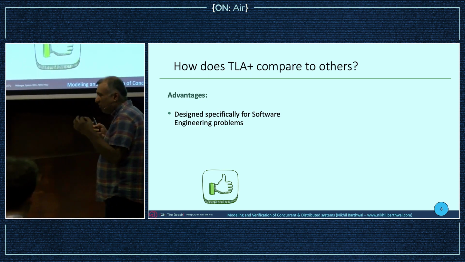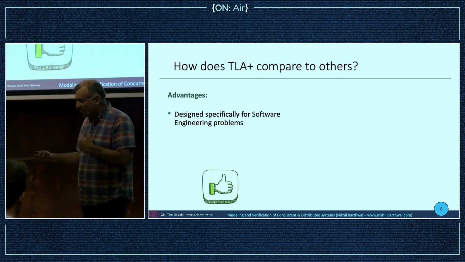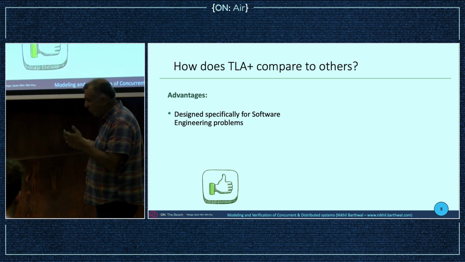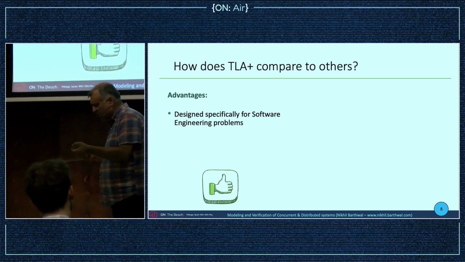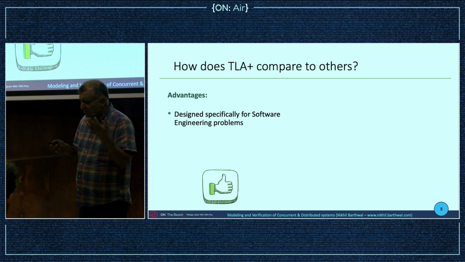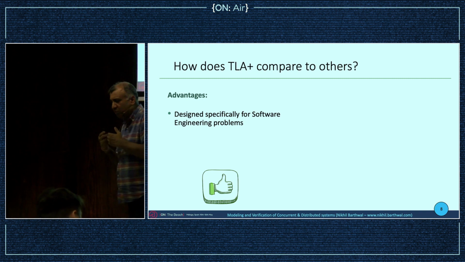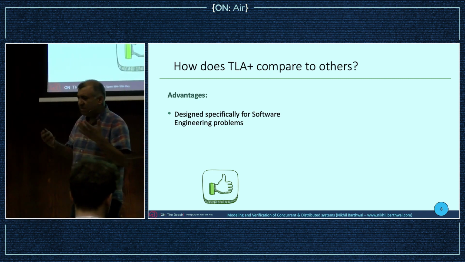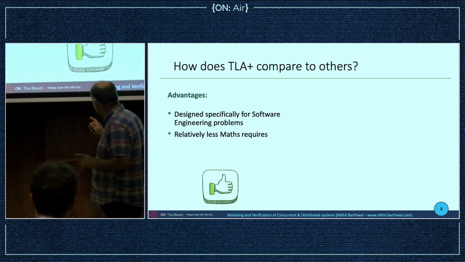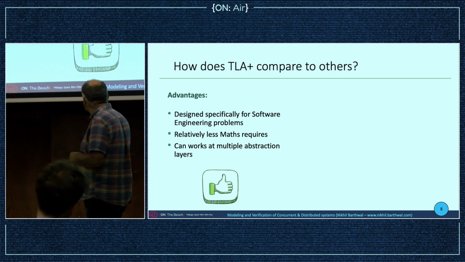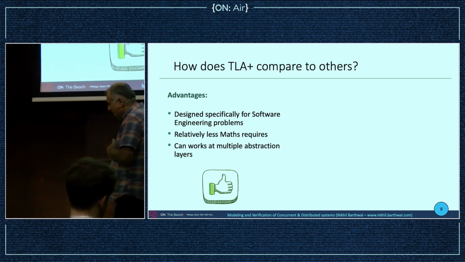Although in my personal opinion the syntax is very mathematical, essentially it was designed for software engineering problems, mostly about concurrency and distributed systems. It has certain constructs, and we'll look into those later, that model eventual consistency or basically partial failures. Relatively, and I'm using the word relatively, mind you, less maths is required, and it can work at multiple abstraction layers. The syntax will become clearer when I show an example.